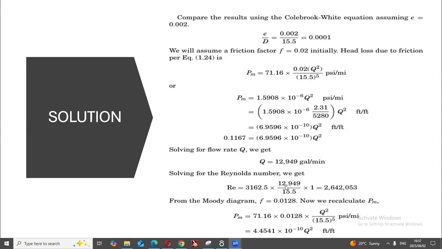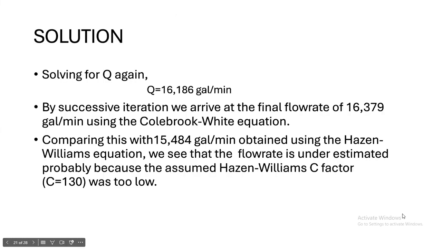Solving for the Reynolds number, 2,600 from the Moody diagram for f. Now we recalculate. We get that expression. Solving for Q again, by successive iteration you arrive at the final flow rate of 16,379 gallons per minute using the Colebrook-White equation. Again, if you forgot how to use this method or calculations for your flow rates, you can go back to my previous presentations. Here I just zoomed through because I already spoke in depth on my previous presentations.